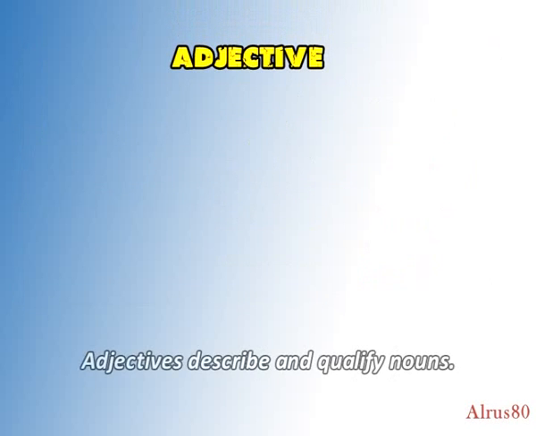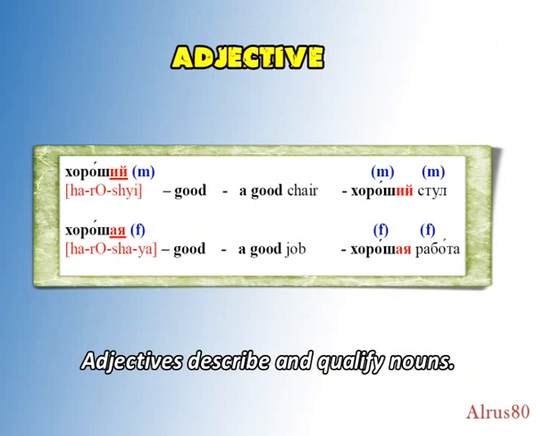Another important part of speech is the adjective. Adjectives describe and qualify nouns. They also agree in gender with nouns. Хороший. Хороший стул. Хорошая. Хорошая работа.